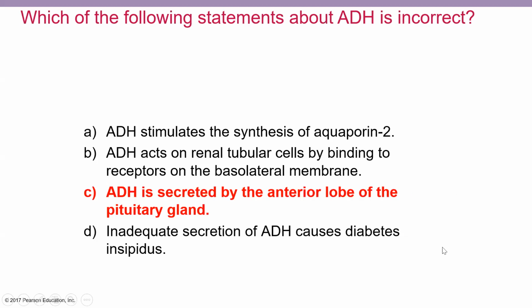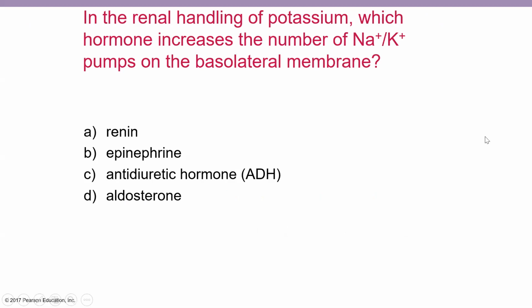Okay, so really long tangent to kind of explain why this diabetes insipidus is found in people who have inadequate ADH. Okay, but the correct answer here was C. ADH is secreted by the posterior lobe and not the anterior lobe.